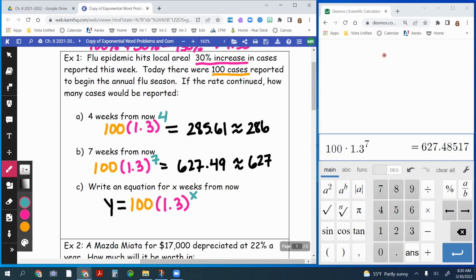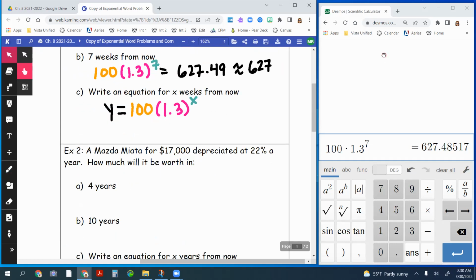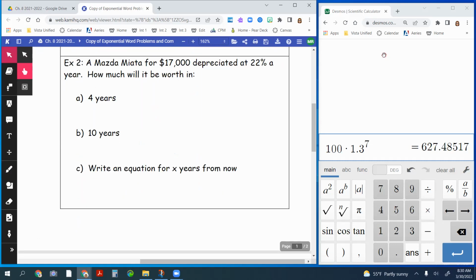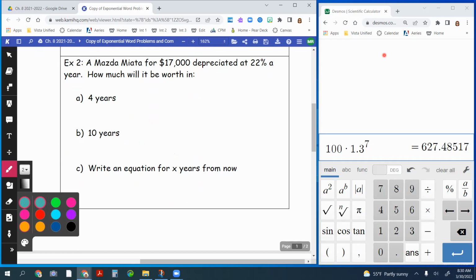So on the next one, this time we're going to have a percent decrease. In this case, we are starting initially with $17,000 for a Mazda Miata. It is depreciating, which means it's decreasing by 22%. And we want to know how much it would be worth in 4 years, 10 years, and so forth.